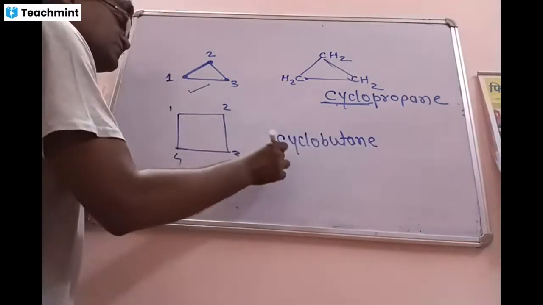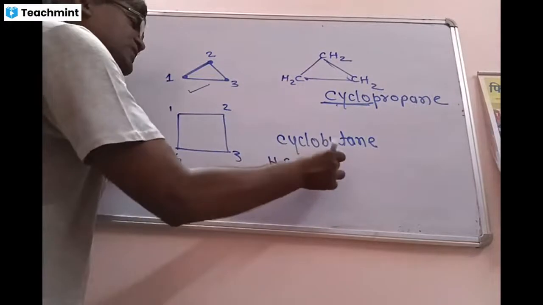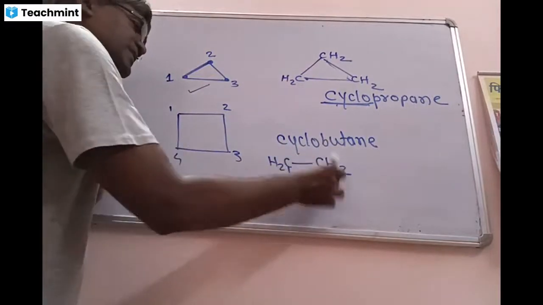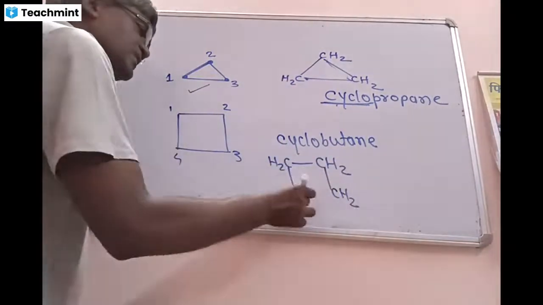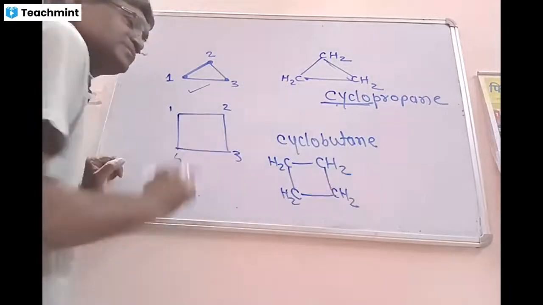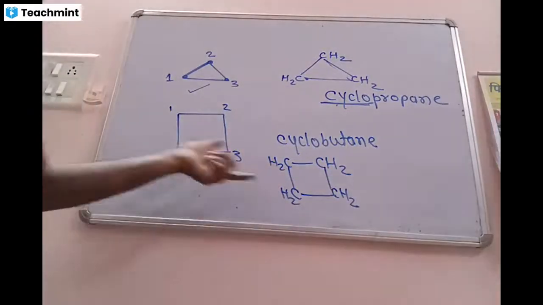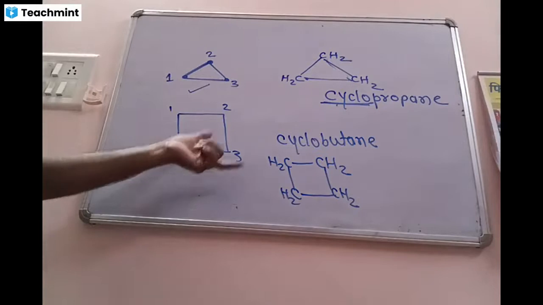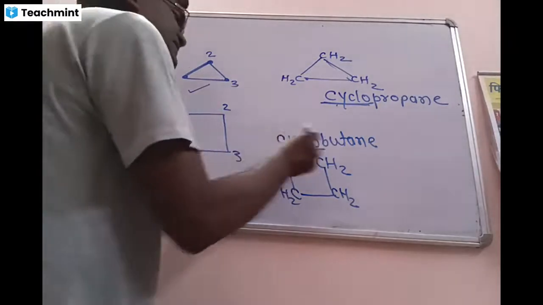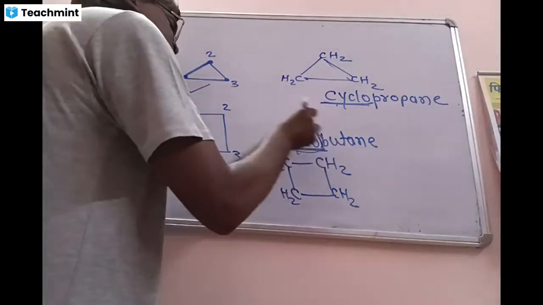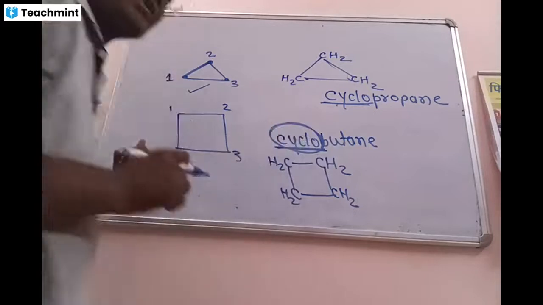1 पे क्या होगा? तो वो होगा CH2. 2 पे क्या होगा? CH2 होगा. 3 पे क्या होगा? CH2. 4 पे क्या होगा? Again CH2. So we don't write like this. We use this method. This is prefixes like cyclo, which is used in case of closed chain compounds.